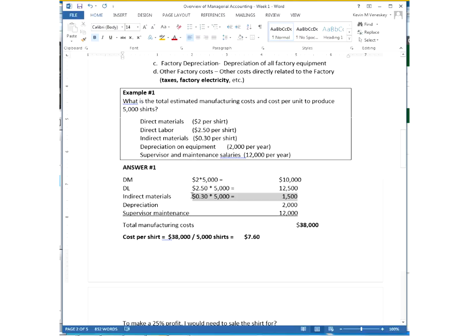So I want to do that now for every one of my costs. I've got my indirect materials, 30 cents a piece. And then these costs are going to be the same, no matter if I make 5,000 or maybe 6,000 shirts. So my total cost to make 5,000 shirts was $38,000. That's a good thing to know, because then I can take that one step further and say, if I break that $38,000 over 5,000 items, one shirt costs me $7.60 to make.